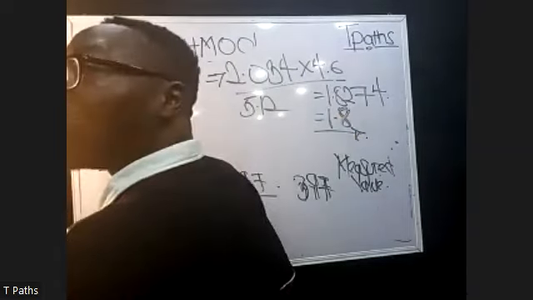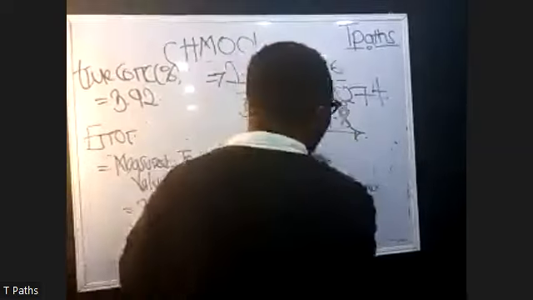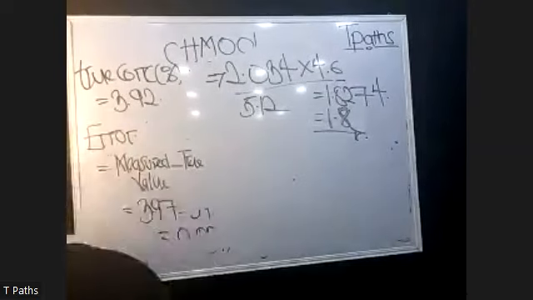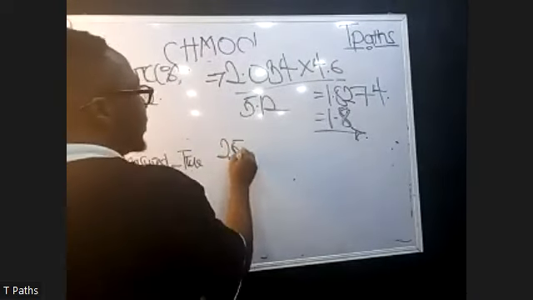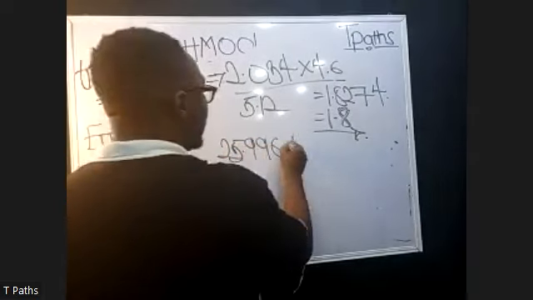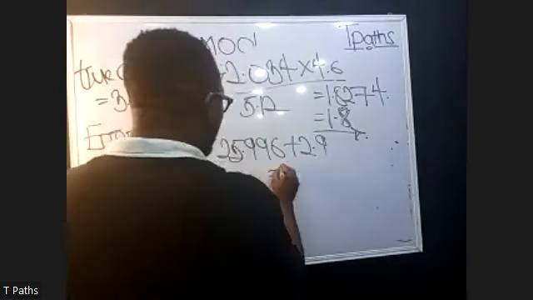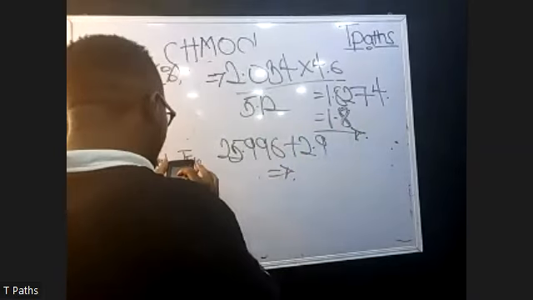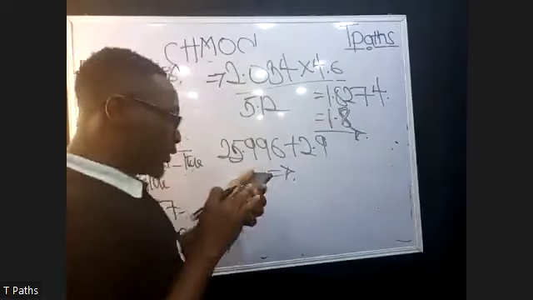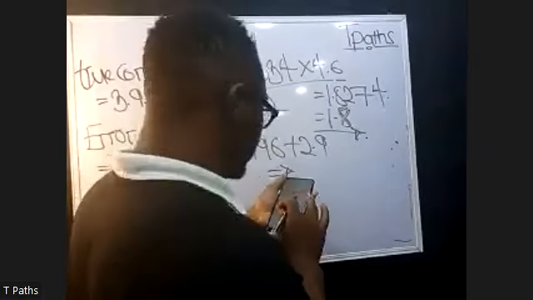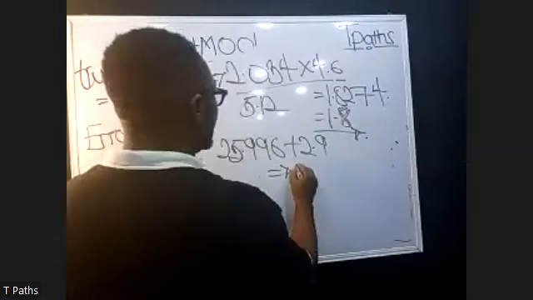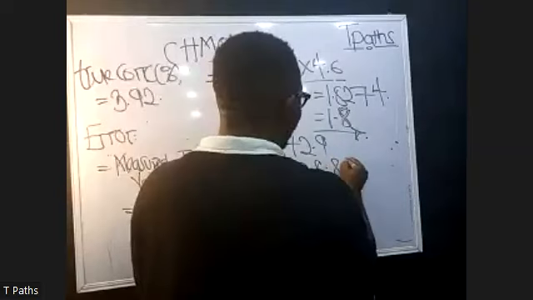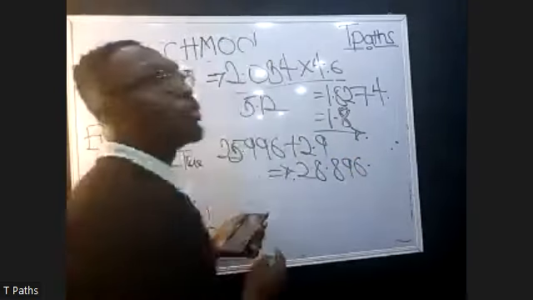The next question there, we have 25.996 plus 2.9. Basically, attempt something like that. 25.996 plus 2.9 is 28.896. Now, how do we do this?